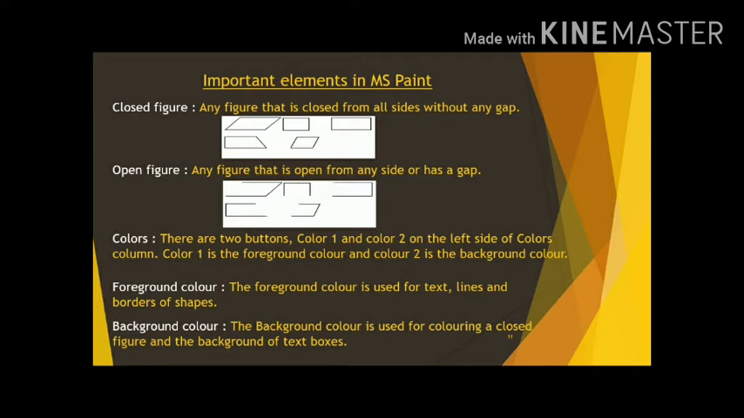Colors. There are two buttons, color 1 and color 2. On the left side of the color column, color 1 is the foreground color and color 2 is the background color. Foreground color: the foreground color is used for text, lines and borders of shapes. Background color: the background color is used for coloring a closed figure and the background of text boxes.